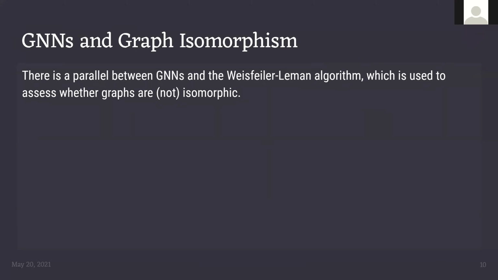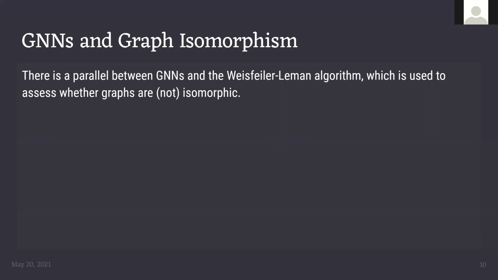Okay, then, as I was saying, we are now moving to another topic, which at first might seem totally unrelated, that is graph isomorphism. And the reason I'm making this connection is because there is a pretty evident parallel between neural message passing and the basic idea of the Weisfeiler-Lehman algorithm, which is used to assess whether two graphs are isomorphic.